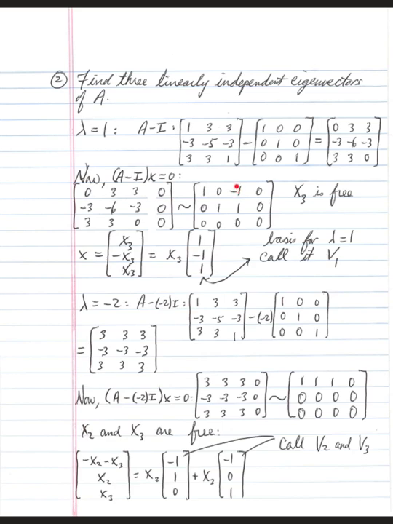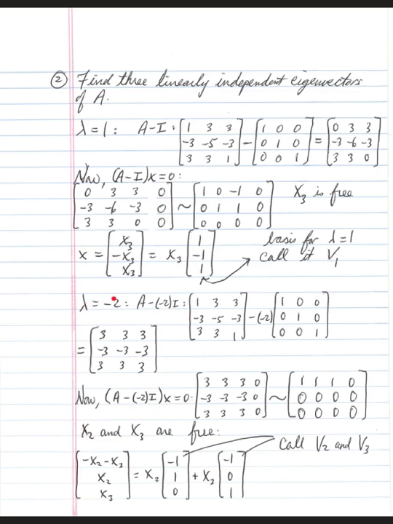x1 is equal to positive, if you were to set this equal to 0 and carry it over, positive x sub 3. x2 is equal to negative x sub 3. And then x3 is free, so we just recopy it. Pull out the x3, and that leaves you with 1, negative 1, and 1. This vector is an eigenvector for the eigenvalue 1. So when lambda was 1, this was our eigenvector that corresponded to it. I'm going to call it V1.